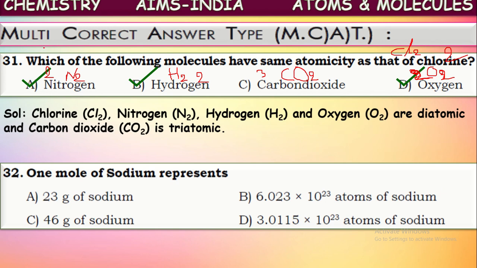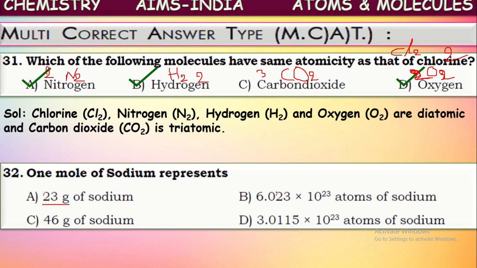Next question. 1 mole of sodium represents. What does 1 mole of sodium represent? 1 mole of sodium represents the gram atomic weight of sodium. The gram atomic weight of sodium is 23. That means 1 mole of sodium represents 23 grams of sodium. That also represents 1 mole of sodium atoms.